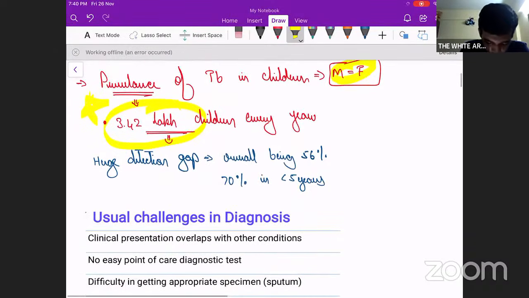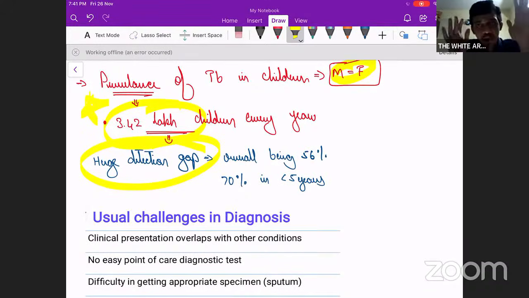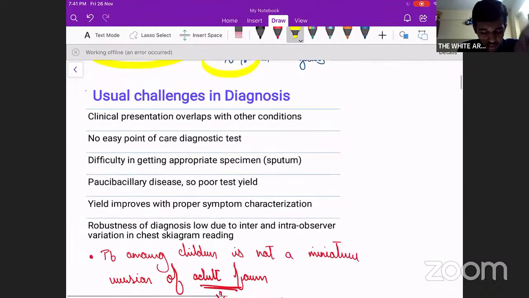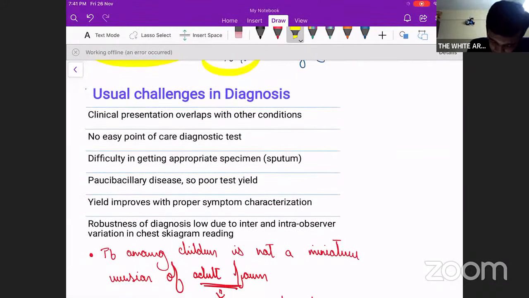The problem is that there is a huge detection gap when it comes to children, because of 100 cases we have, only 56% get diagnosed, and of the undiagnosed, 70% of these children are less than 5 years. So 70% of the children less than 5 years go undiagnosed, and in the under-15 age group, around 50% of the children go undiagnosed. Why do we have this challenge in the pediatric population? It is because most of the clinical presentation overlaps with other conditions.